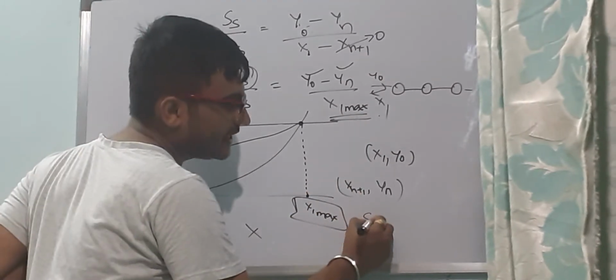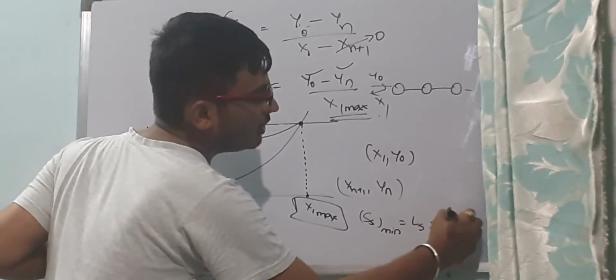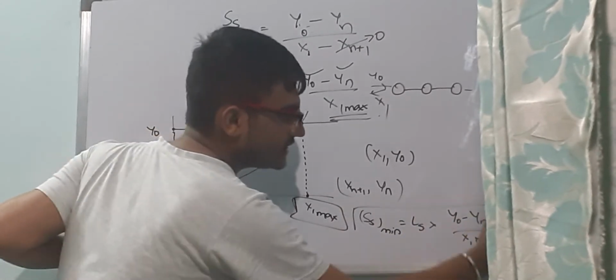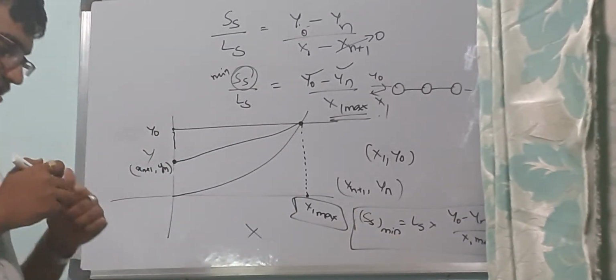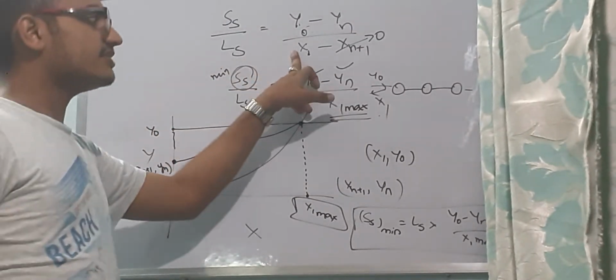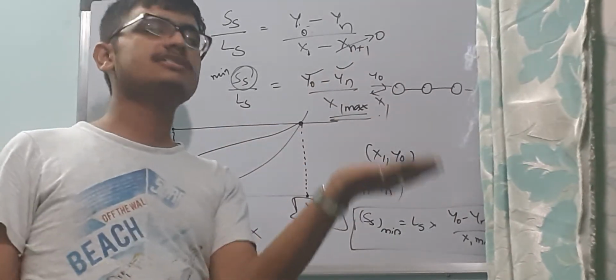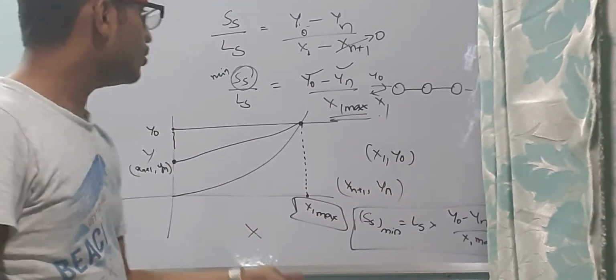So therefore your SS minimum will be given as Ls into Y0 minus Yn by X1 max. This X1 max is obtained from the graph. Clear? For the minimum value of SS, you will consider this equation in the counter flow direction. Xn plus 1 is generally 0 because the initial amount of solute particles settled on the adsorbent will be 0.